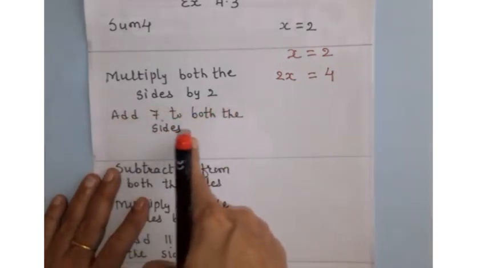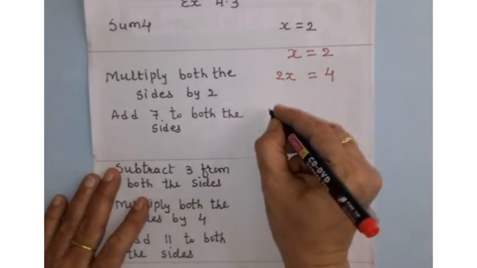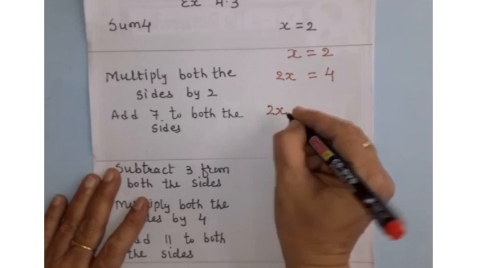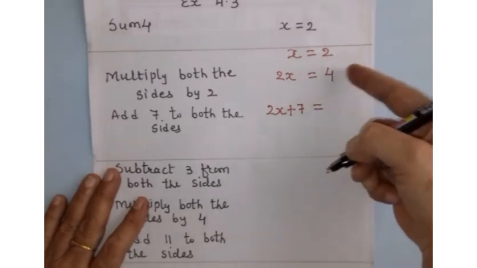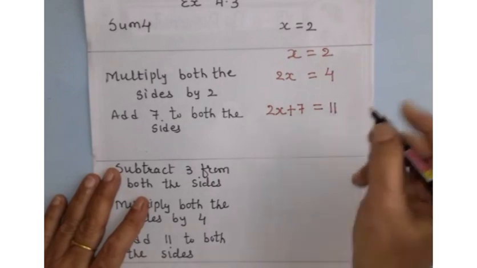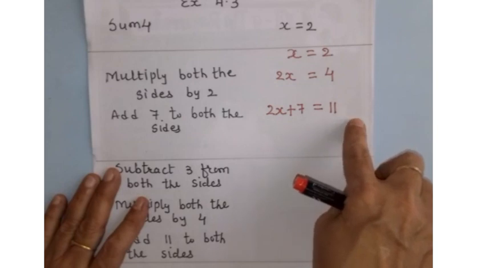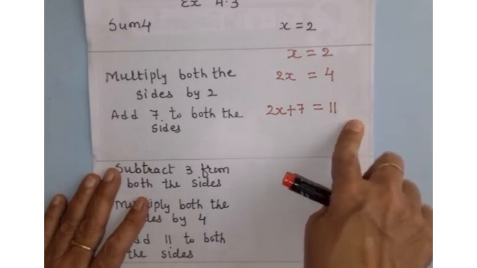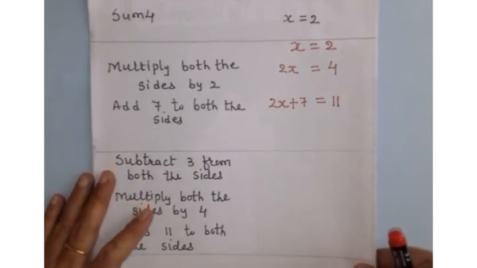Add 7 to both the sides. Now I have to add 7 to both the sides. So what will come? 2x plus 7 is equal to 4 plus 7, 11. So this is our equation. 2x plus 7 is equal to 11. That is our first equation. Clear, children? Understood? Are you getting?